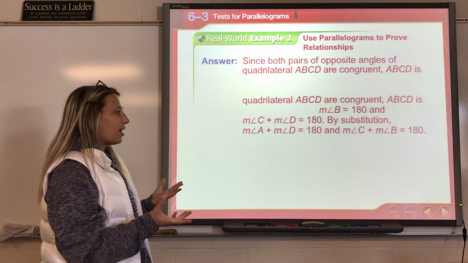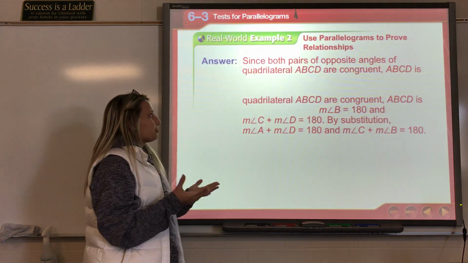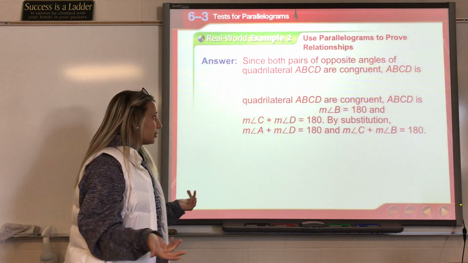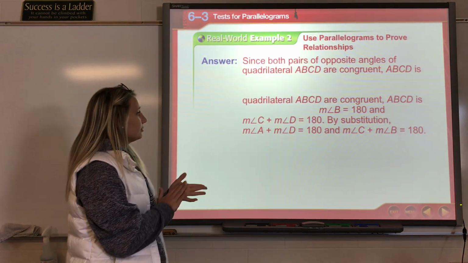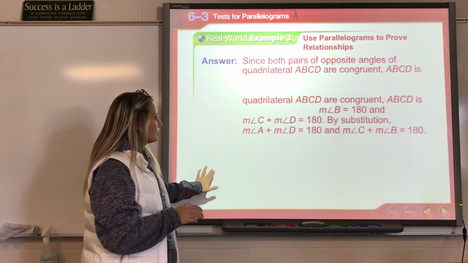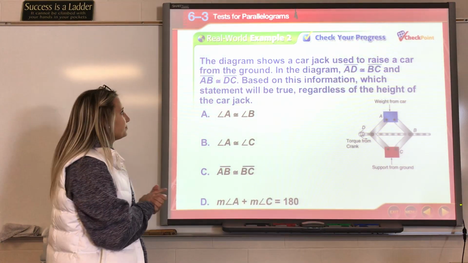This is a long answer, but we can sum it up pretty easily. It says since both pairs of opposite angles of the quadrilateral are congruent, then it's got to be a parallelogram, right? We do a little bit of substitution in here. This is kind of confusing. Okay, let's have you guys try one.